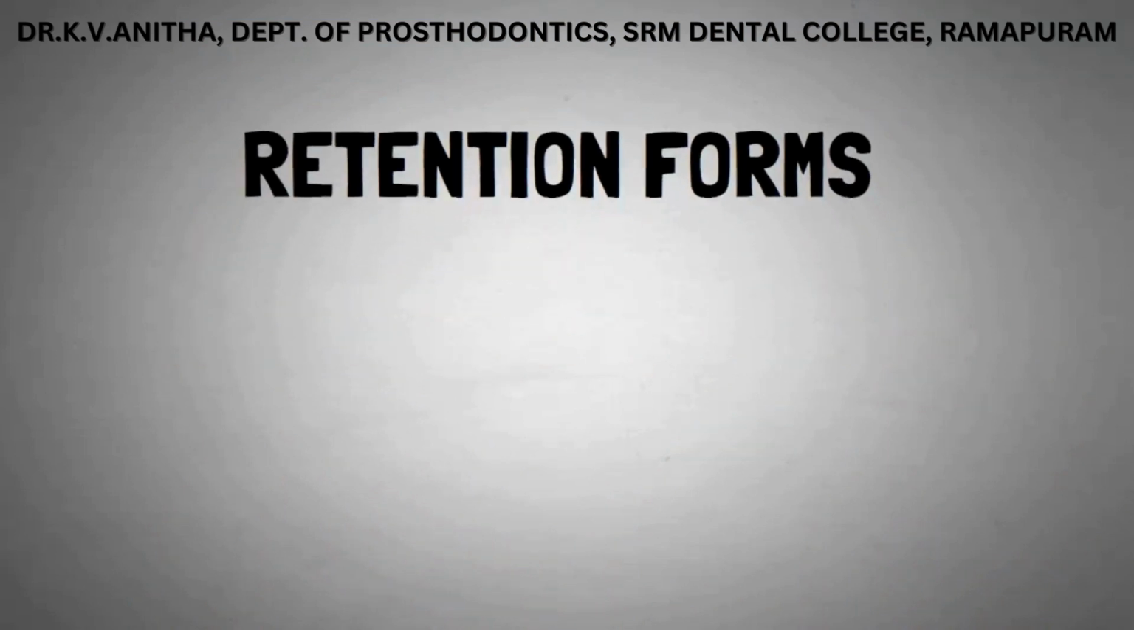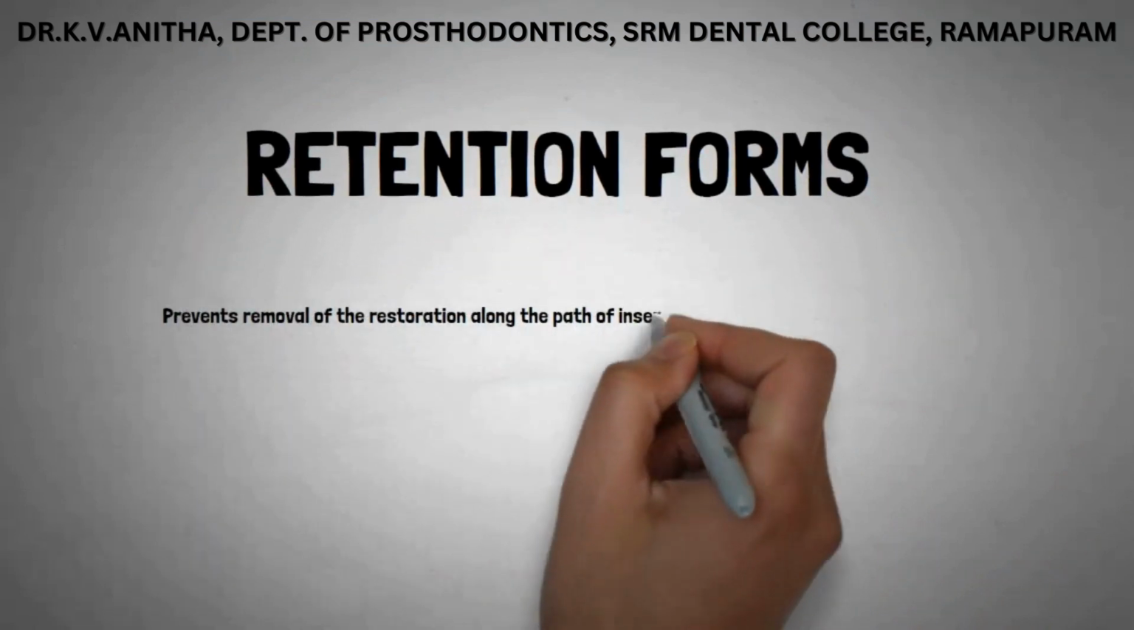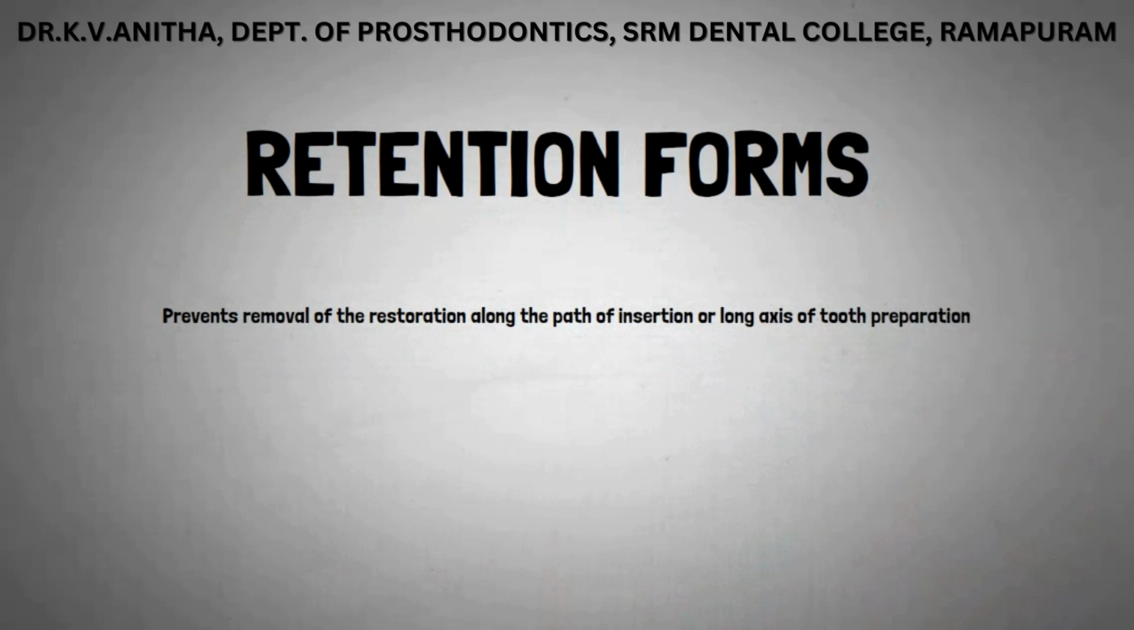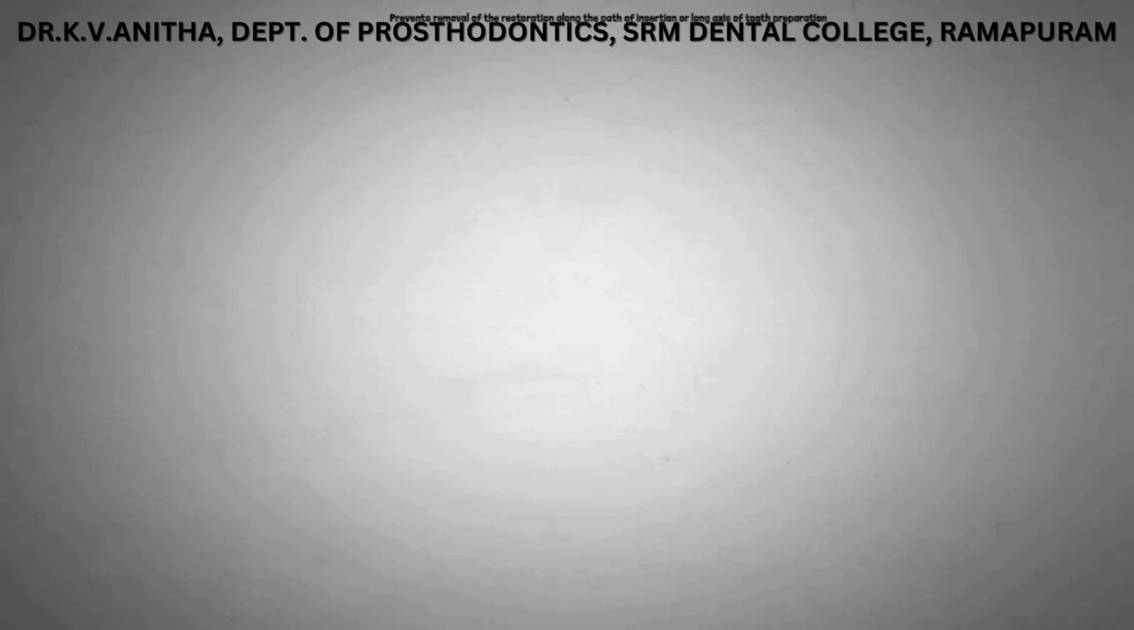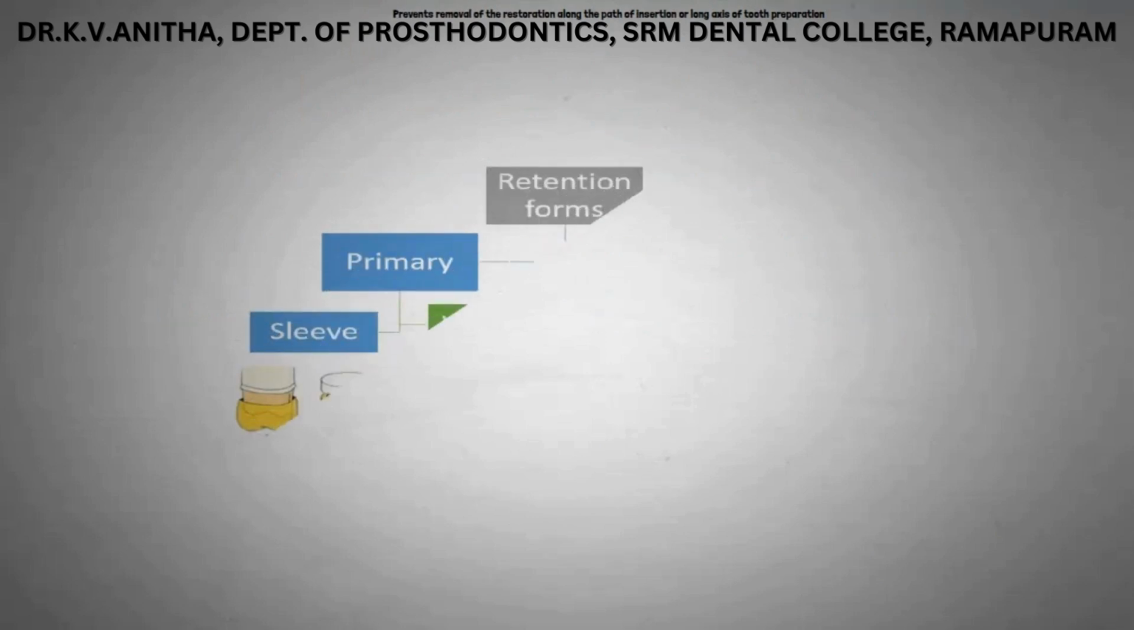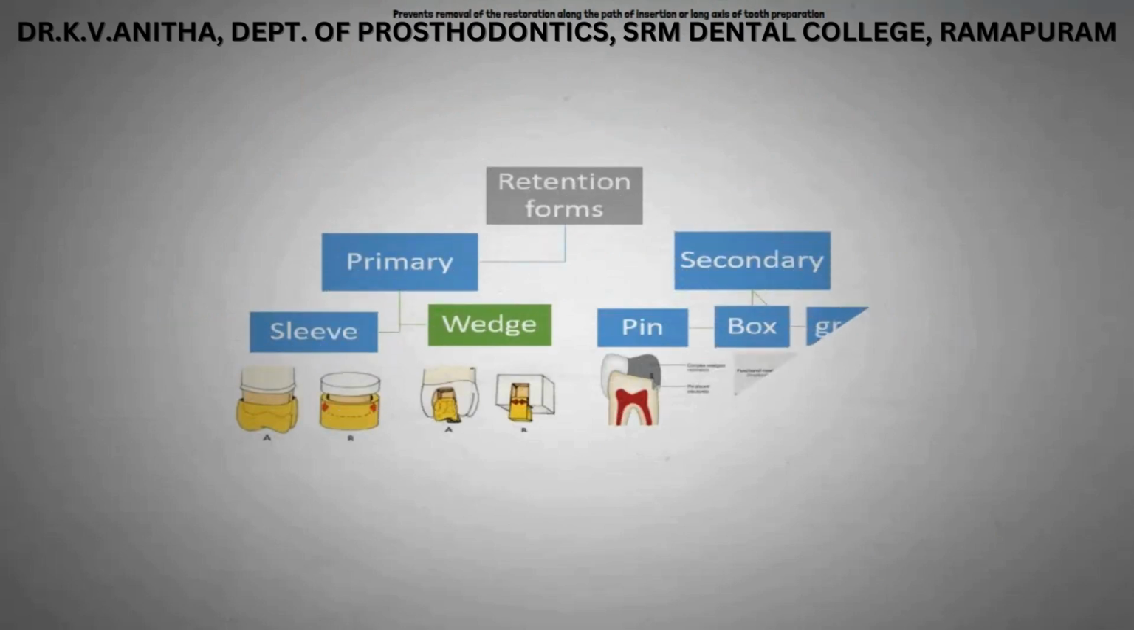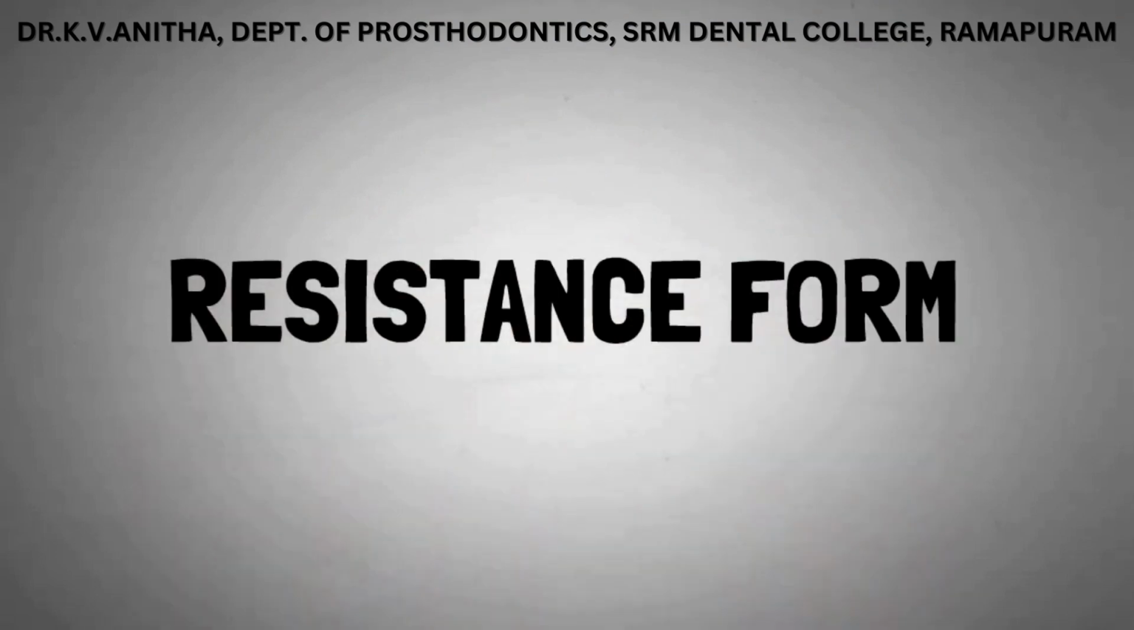Retention forms. These prevent the removal of the restoration along the path of insertion or long axis of the tooth preparation. The retention forms include primary and secondary retention forms. The primary retention forms include sleeve and wedge type of retention, and the secondary retention forms include pin, box and groove type of retention.